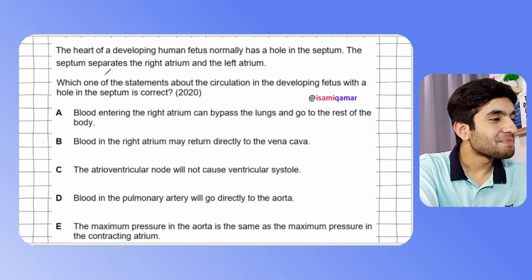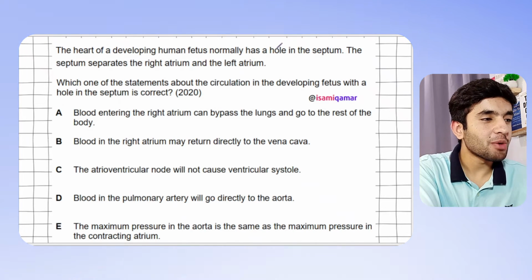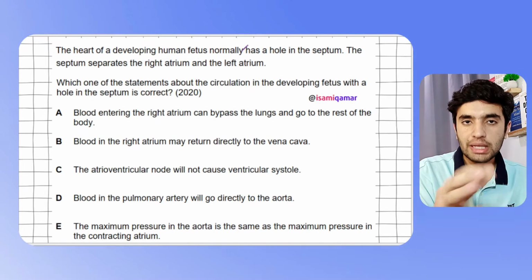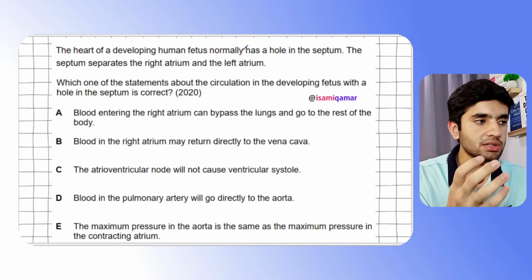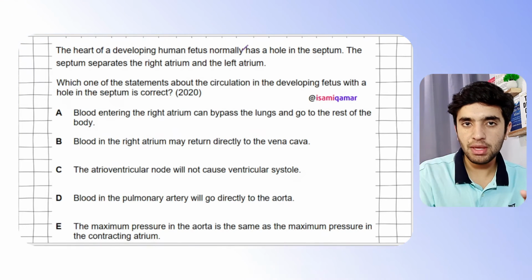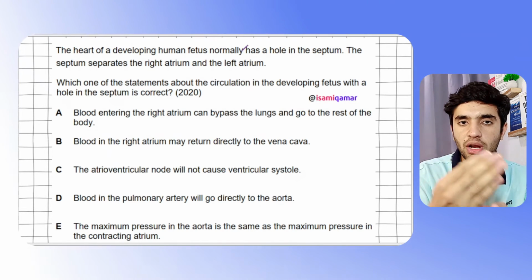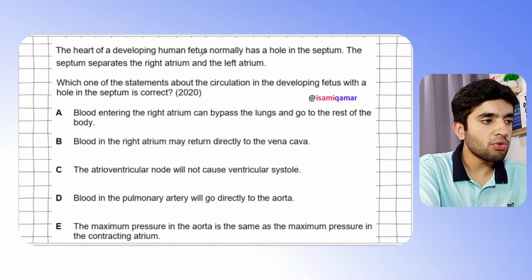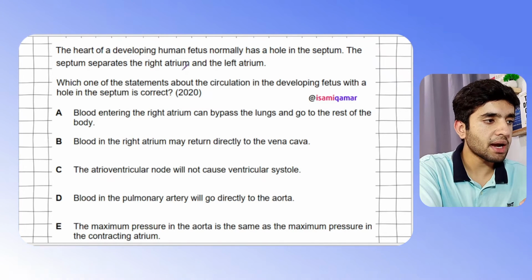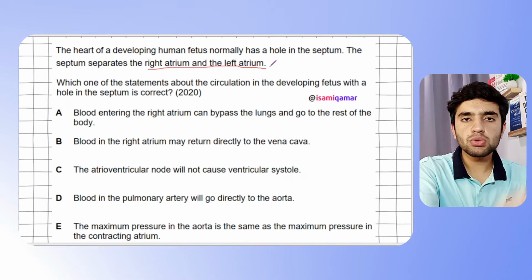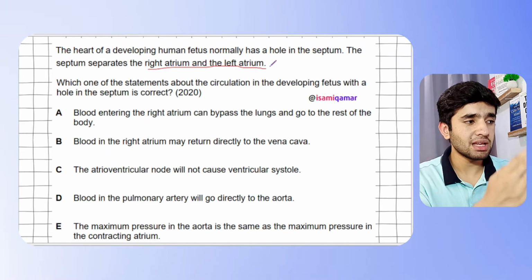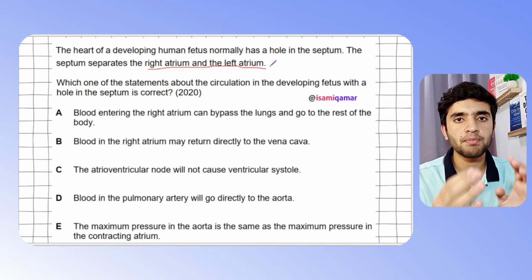No, I'm just kidding. The heart of a developing human fetus actually normally has a hole. Like now the baby isn't born. Let me clear it in easy words: a fetus is something that will be born as a baby after 9 months. So before 9 months, when it is going to be born, that is the fetal period. Now the fetus normally has a hole in the septum. The septum separates the right atrium and left atrium. So a septum is going to be a separation between one thing and the second. In this case it is separating the right atrium and left atrium, right?